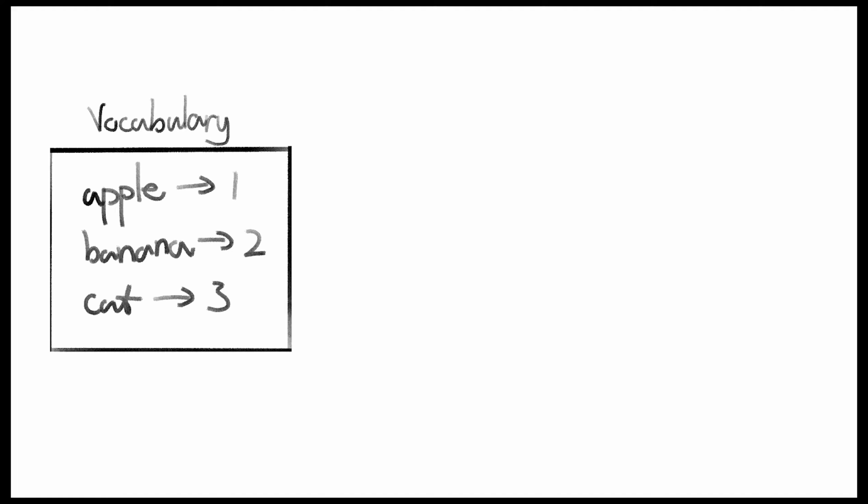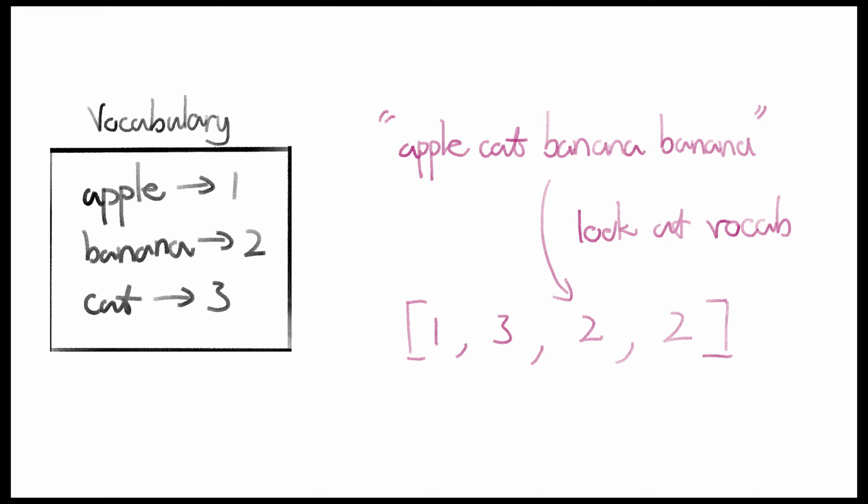For example, our vocabulary can look something like this: apple being 1, banana being 2, and cat being 3. Then, for instance, if we have the sentence "apple, cat, banana, banana", using our example vocabulary, for every token in our text, we look it up in the vocabulary and replace it with its assigned number. In this case, it will be replaced as 1, 3, 2, 2.